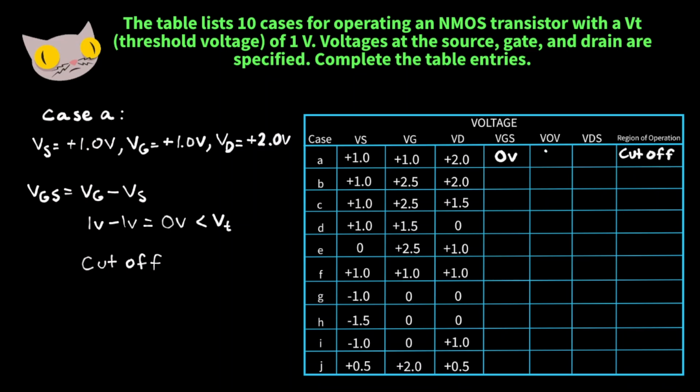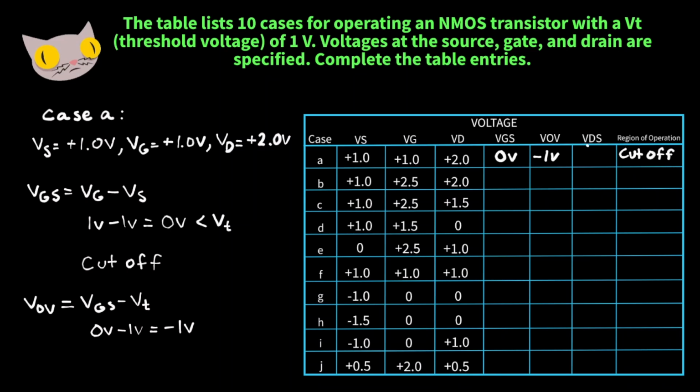Okay, next let's find our overdrive voltage. Now, like I said before, the overdrive voltage can also be written as VGS minus VT. Our VGS is 0 volts. Our VT, threshold voltage, again 1 volt. That's going to give us an overdrive voltage of negative 1 volt.